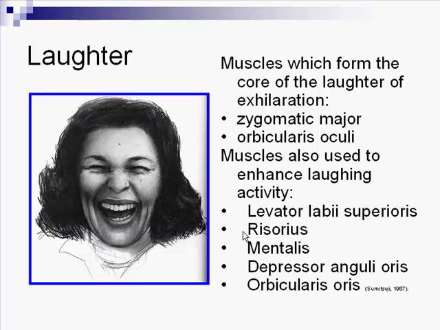Muscles which form the core of the laughter of exhilaration would be the zygomatic major and the orbicularis oculi. Muscles also used to enhance the laughing activity are the following: levator labii superioris, risorius, mentalis, depressor anguli oris, orbicularis oris, and the activity of the buccinator and depressor labii inferioris muscles is also likely.